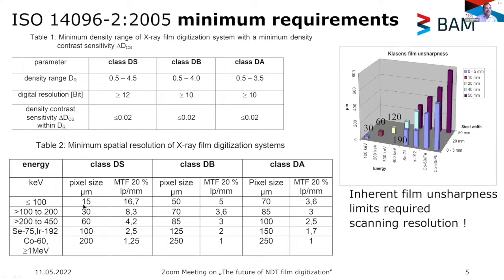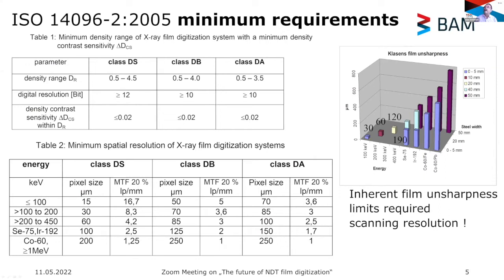And if you have fulfilled only one of them, what should you do? Should you concentrate on MTF, or only on pixel size? So there were some ambiguities in this selection, and therefore I see here a real need for improvement. Yeah, and the inherent film unsharpness limits the required scanning resolution. This is the basis behind this table.